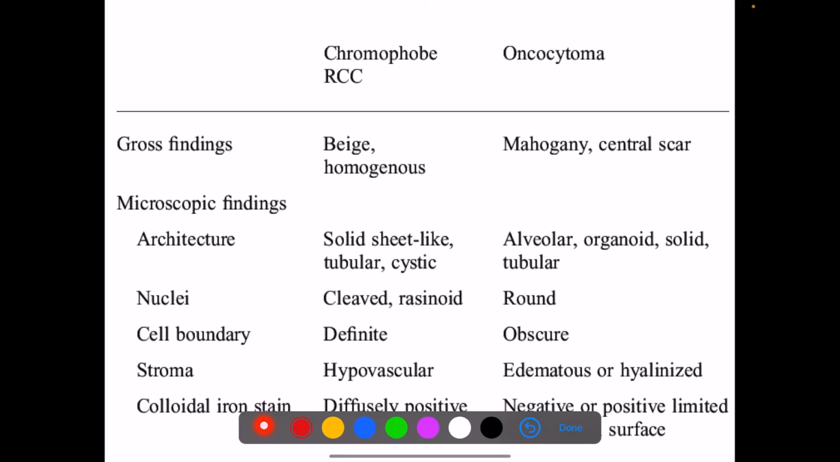Now, coming to a brief comparison between chromophobe RCC and oncocytoma. The reason I'm telling this is that most of the features overlap with chromophobe RCC, and it is very difficult to distinguish between the two. On gross findings, chromophobe RCC appears beige in color with homogeneous texture, whereas oncocytoma appears mahogany brown and presents with a central scar.